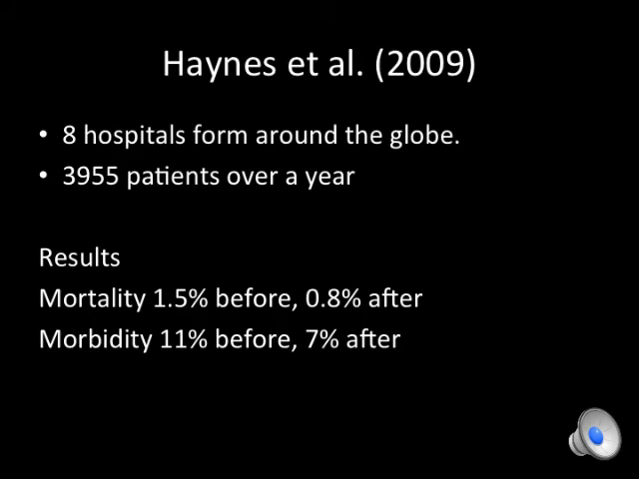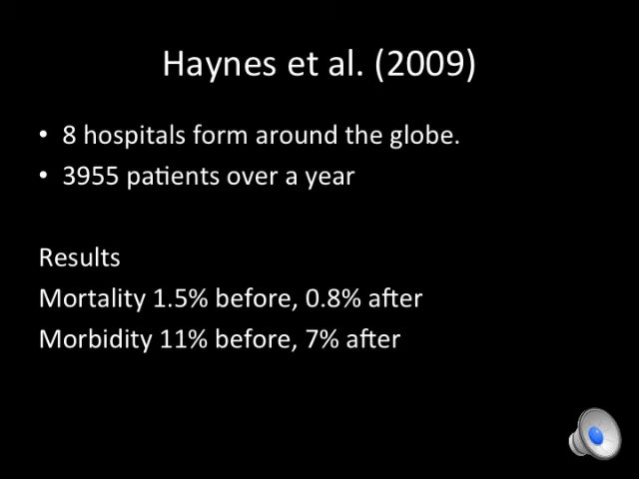A study by Haynes et al. 2009 was undertaken to see if the introduction of a surgical safety checklist is able to reduce the amount of complications in surgery and reduce mortality rates. Eight hospitals across the globe took part in the study, with the hospitals chosen being from both developed and developing countries. Data was collected from a total of 3,955 patients over nearly a year.